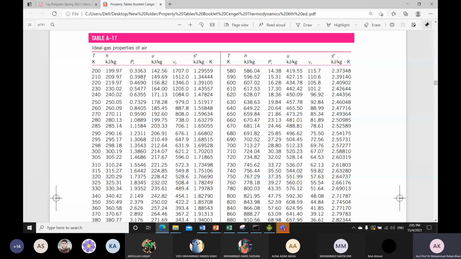Okay, so now just look for the temperature, which is 290. So here it is 290, which is state number 1. What you have to do is note down the value of U, 206.91, the internal energy at 1. And I already told you that for the relation which is valid for variation in specific heat, you have to note down the value of relative specific volume at 1 as well. We will see how to use this value later on, but first you have to note down these two values.